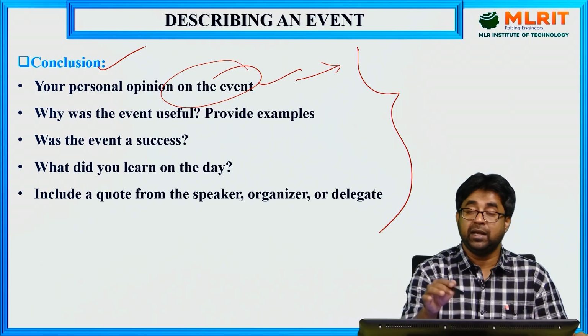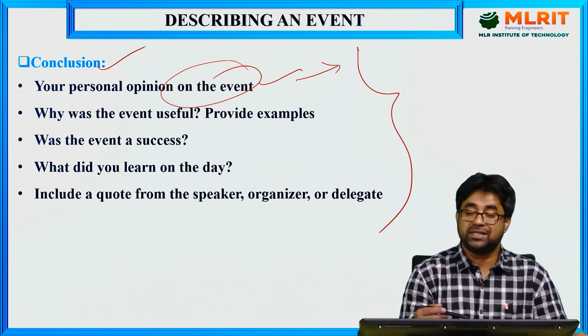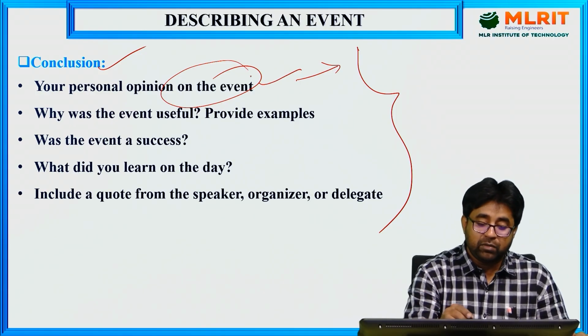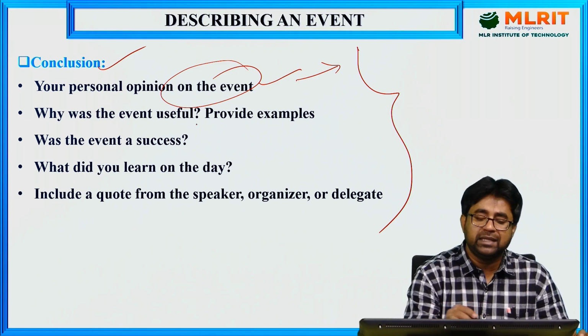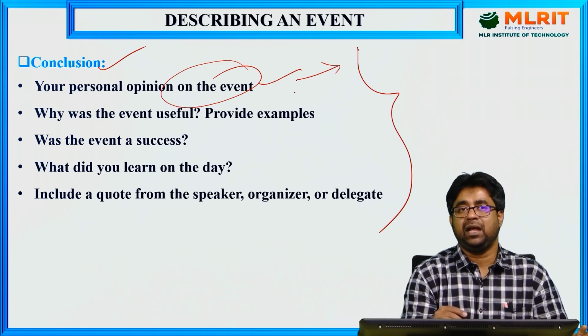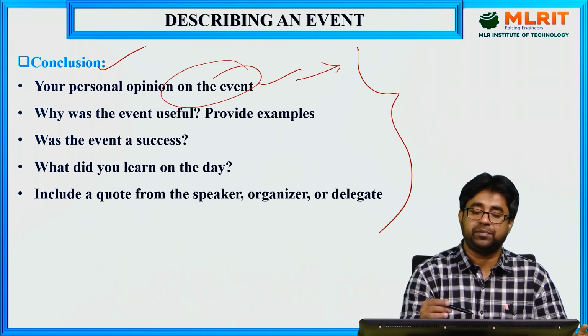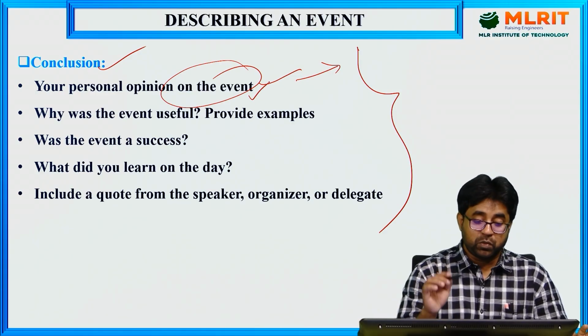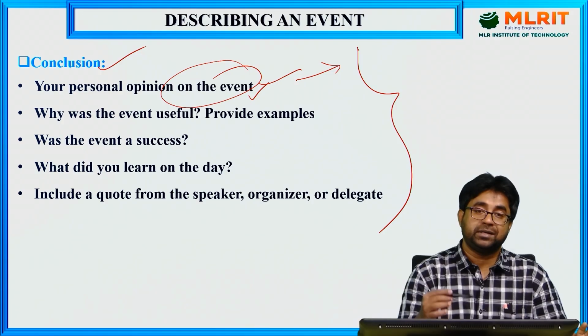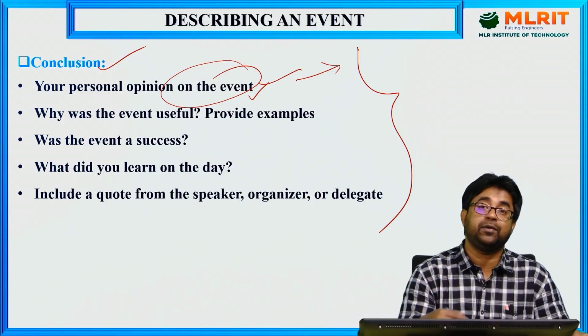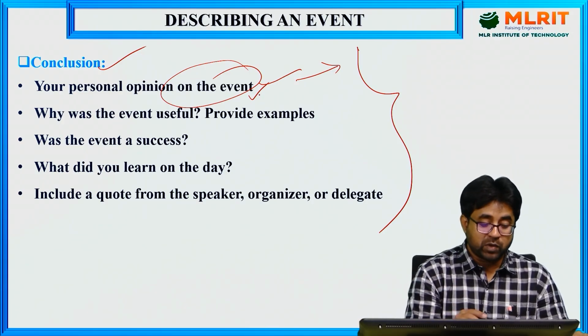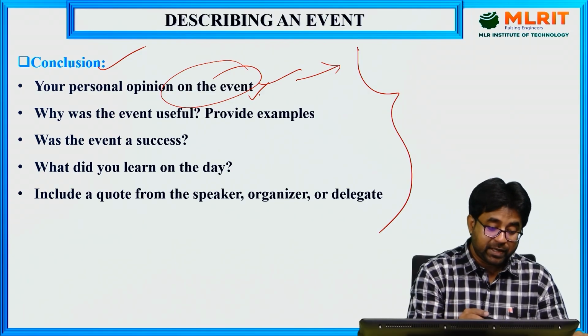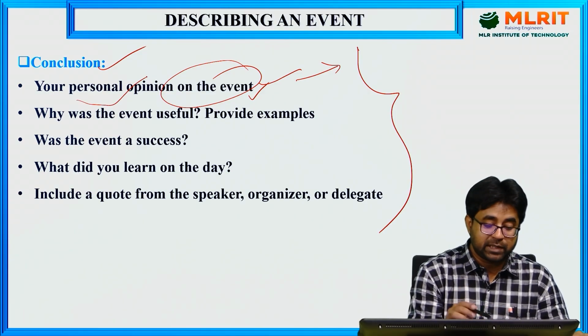Now, normally, if you reflect, you will understand that we don't include these things in our description. And that's why our description always remains ineffective or not so effective. So please remember, this is very important. Do not forget to talk about your personal perception, your personal opinion, your reflection about the event. So how do you do that? What are the things that you can talk about while talking about your personal opinion?